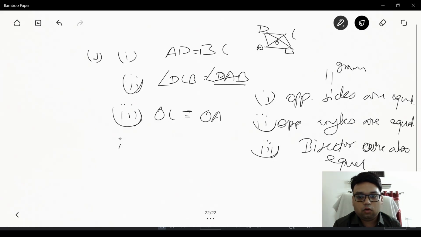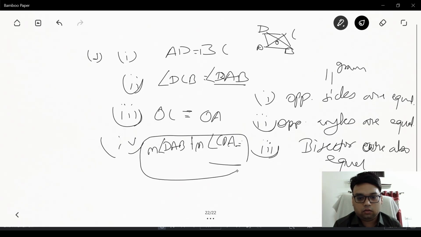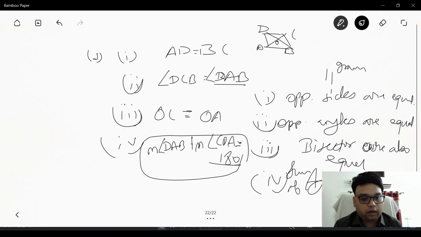Now the fourth one. Here the question is measure of angle DAB plus measure of angle CDA is equal to how much? So the answer is 180 degrees. Why is this equal to 180 degrees? Because the sum of adjacent angles is equal to 180 degrees.